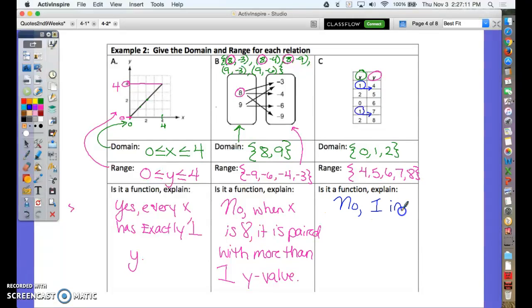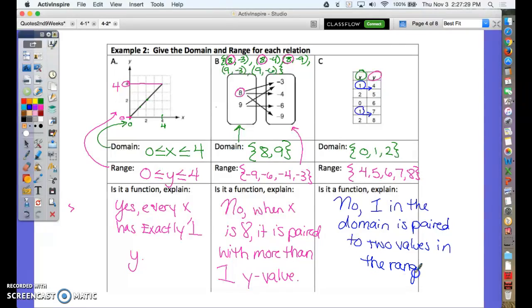1 in the domain, this is just another way of explaining it, is paired to 2 values in the range. Just a little note too, you can actually check to see this via here.